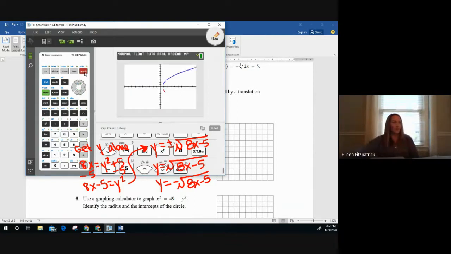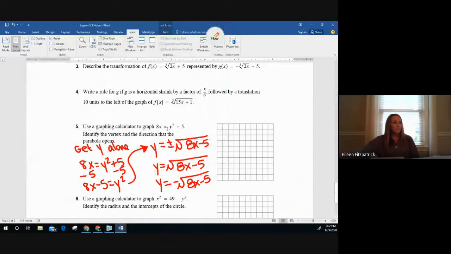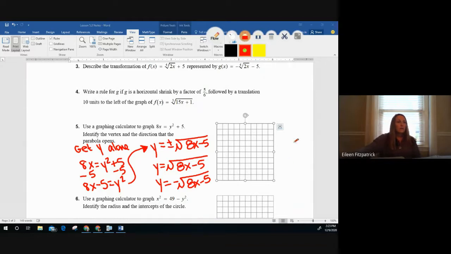So now if I hit graph, there we go. So here's my square root function, and here's the square root function reflected over the x-axis. Looks like a parabola, right? Looks like a sideways U. So the question then says, use a graphing calculator to graph that function. Identify the vertex and the direction the parabola opens. So we could see that the parabola opens to the right.